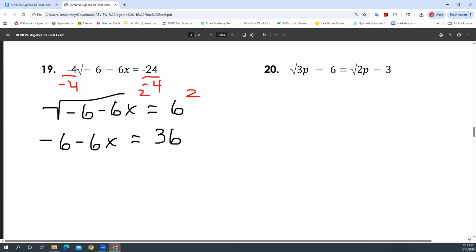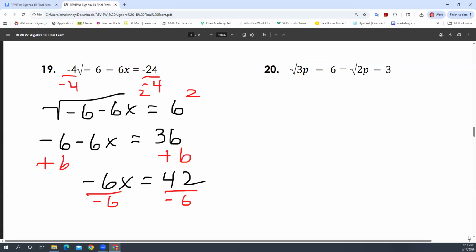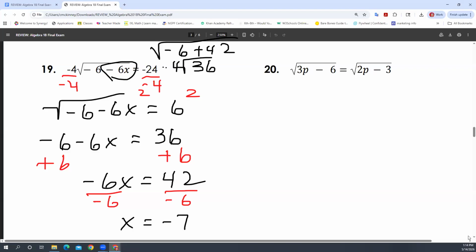And then in this case, now we have a two-step equation. We're going to add 6. And then we're going to divide by -6. And if I check it, if I put -7 in here, then I'd have -6 times -7 plus 42, which would make 36. And the square root of 36 is 6. And -4 times 6 does equal -24.